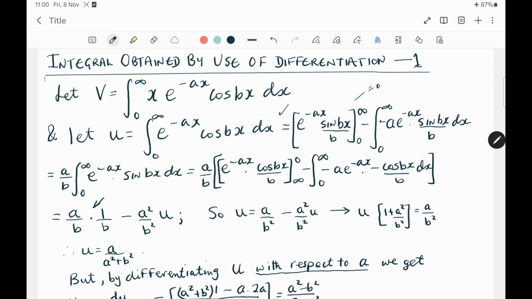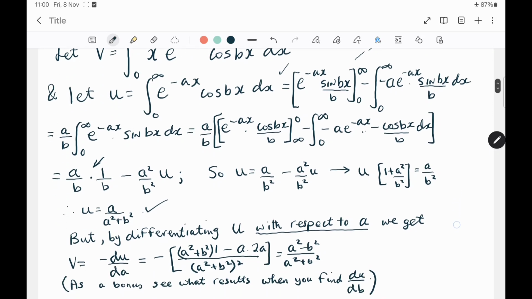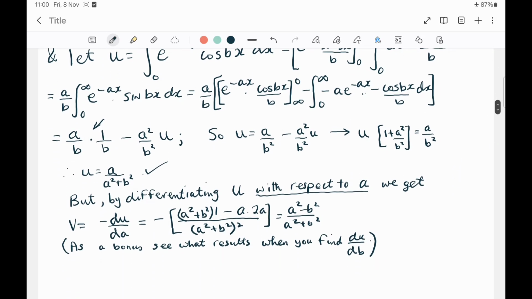So we've got u equal to a over b squared minus a squared times u over b squared, which enables us to work out what u is by quite simple algebra, and we end up with the result here. Now, this is the nice bit. When we differentiate this, the integral u with respect to a, not with respect to x, but with respect to a, what we will get is the integral v.